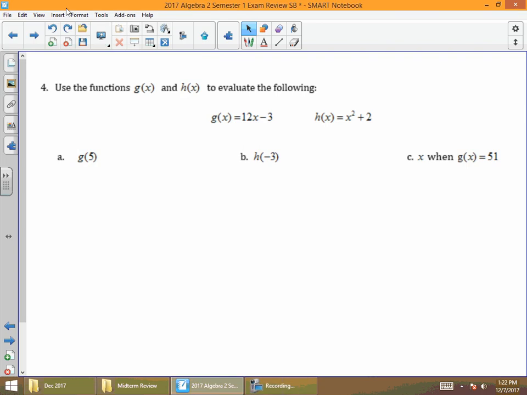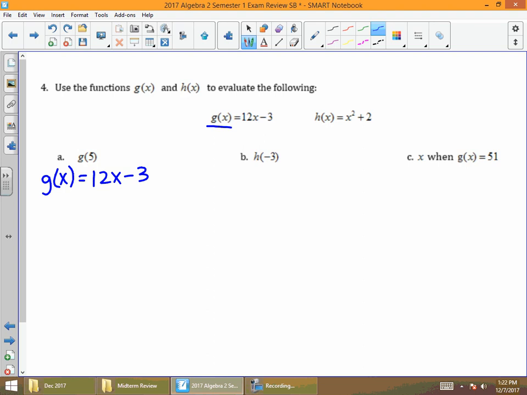This is number 4 from Unit 2 on the midterm review. All right, so for number 4, we have many questions that deal with these same two functions, g and h. So if you look at part A, it says find g of 5. Sometimes it's helpful to rewrite whatever function you're working with. And then g of 5 just means take this 5 and replace it wherever there's an x.